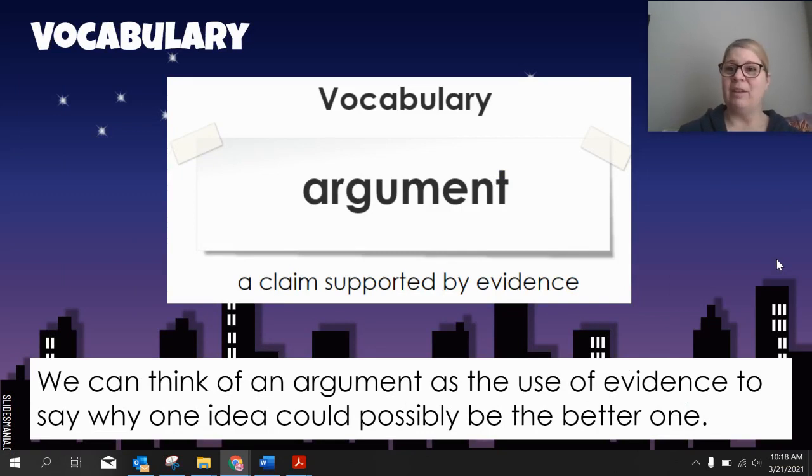So let's learn about this vocabulary word, argument. A claim supported by evidence. So we just talked about claims, and now we're talking about an argument. So we have evidence that supports one of our ideas. So think back to our example. Did it rain last night? My argument was that it rained last night. It had to rain last night. So my evidence is, look, there's puddles in the grass. There's droplets of water on the cars. It smells wet. So those are all evidence that support my claim that it rained last night.